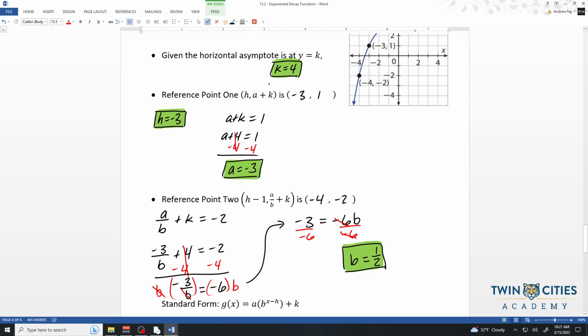So the standard form is g of x equals a times b to the x minus h plus k. Let's go ahead and fill in everything. This will be g of x equals -3, parentheses, b is 1/2, to the x minus h. So we'll do x minus -3, so plus 3, and then plus k at the end, plus 4.